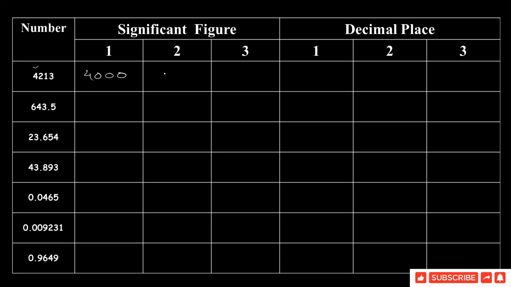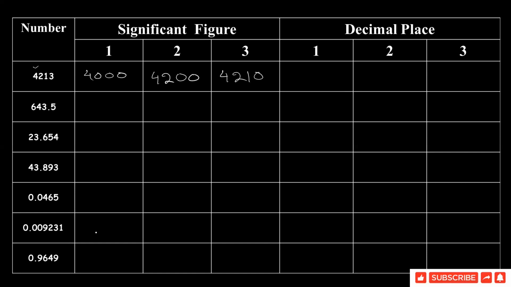Whereas 2 significant figures, if we round it, it becomes 4, 2, 0 and 0. Again 1 and 3, both numbers are less than 5. Here up to 3 significant figures is 4, 2, 1. Then we discard this 3 and make it 0. But since 3 is again less than 5, we do not round it up. We round it down. So these are the answers for significant figures.